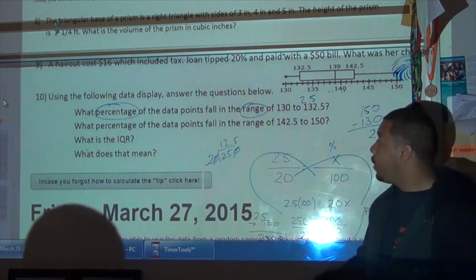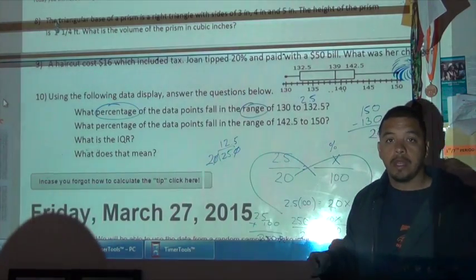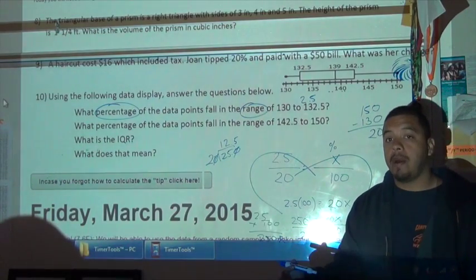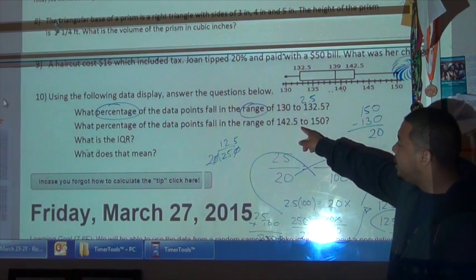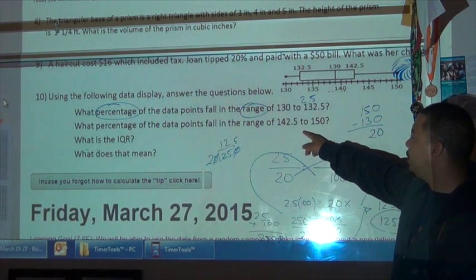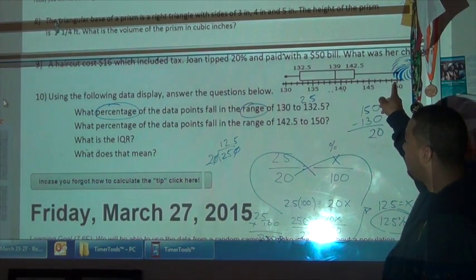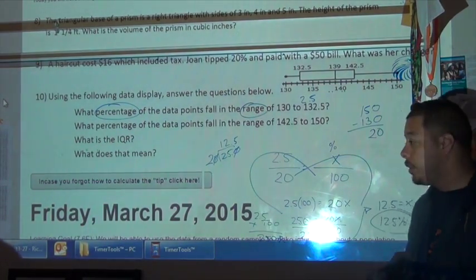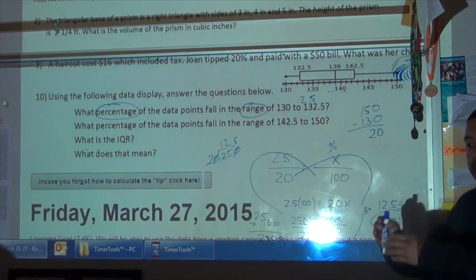Does that make sense? Now, when you do the same process for the second question, you're going to notice that the percentage is much different. Now, I'm not going to go into that particular problem because I just wanted to break down the math. But if you follow the same process for the range of this one, which is about 7.5, something like that. It's referring to 142.5, which is the start of the year, all the way to 150. Okay? And that's going to give you a different percent. Okay? But nevertheless, the right answer. So the data points for this question fall only within 12% of the whole thing.